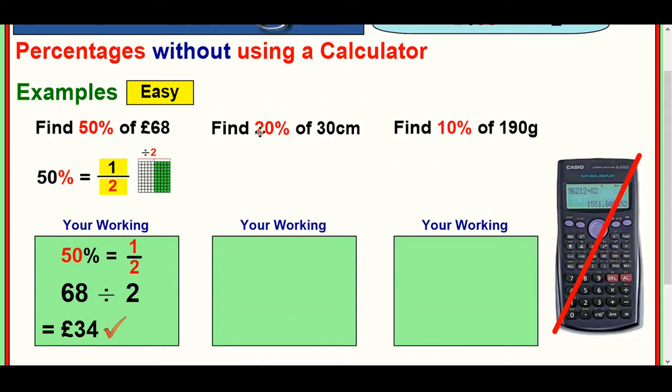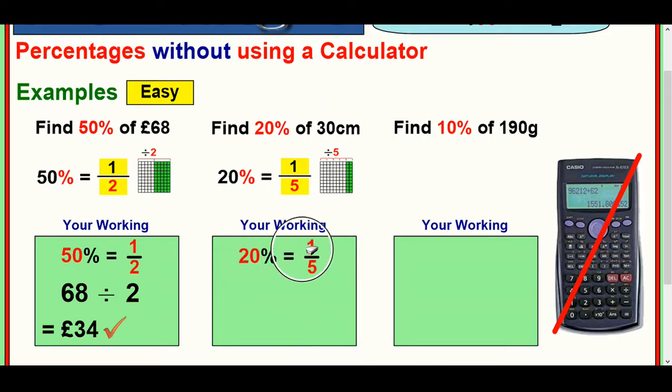Right, 20%. Again, you can use that table we did in the last lesson if you want, but if you think about how many 20s go into 100, there's 5 of them, so we should know that 20% is equal to a fifth. And to work out a fifth, you divide by 5, split it into 5 parts. So the first thing I would do is write down that I know 20% is equal to a fifth, and that I'm dividing 30 by 5. Then 30 divided by 5 is just 6, isn't it? And I've written centimetres because it was centimetres up here.